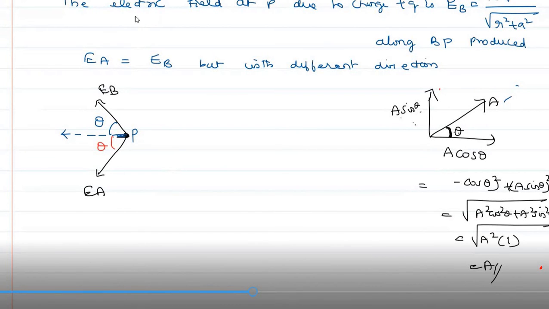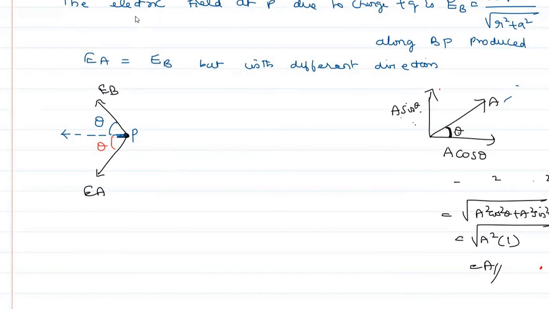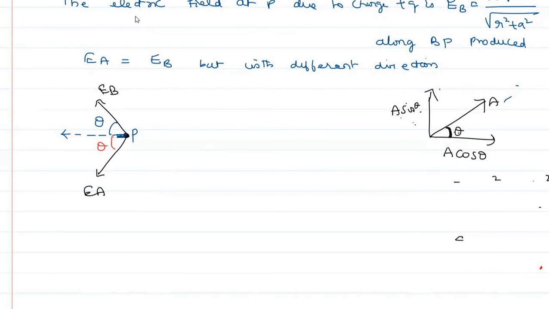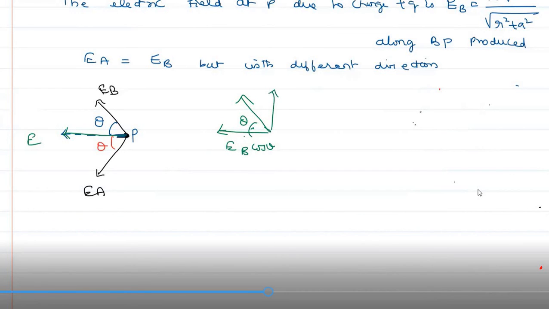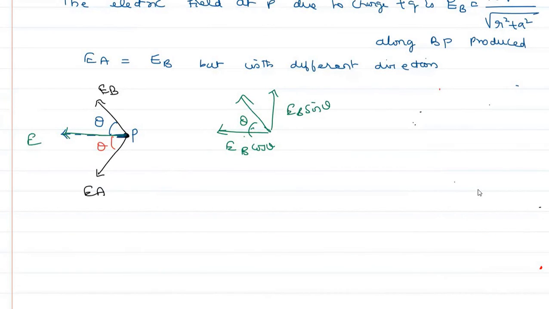Resolve a vector into two components when it makes an angle theta with the x or y axis. If it is along the x or y axis, you can solve it immediately, but when it makes an angle, you need to use this kind of formula. So you can write EB cos theta, and this is the perpendicular side, so this is EB sin theta. This one is EB sin theta, and this one is EB cos theta. Clear or no?